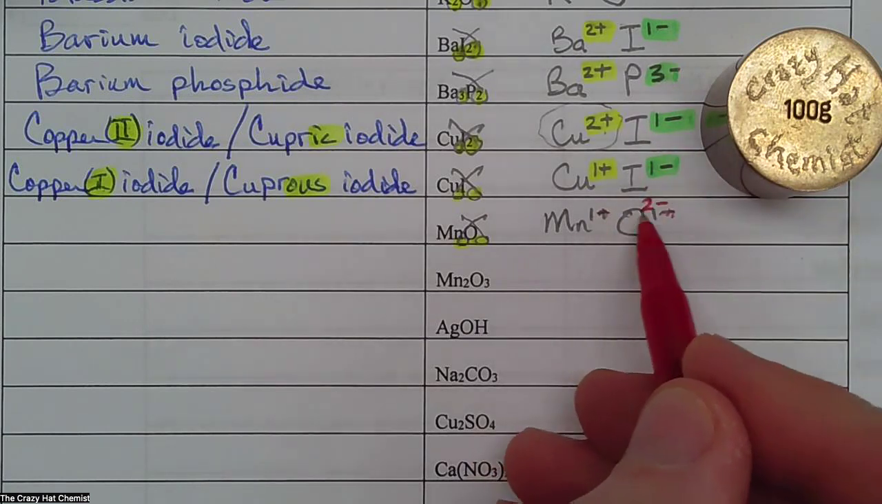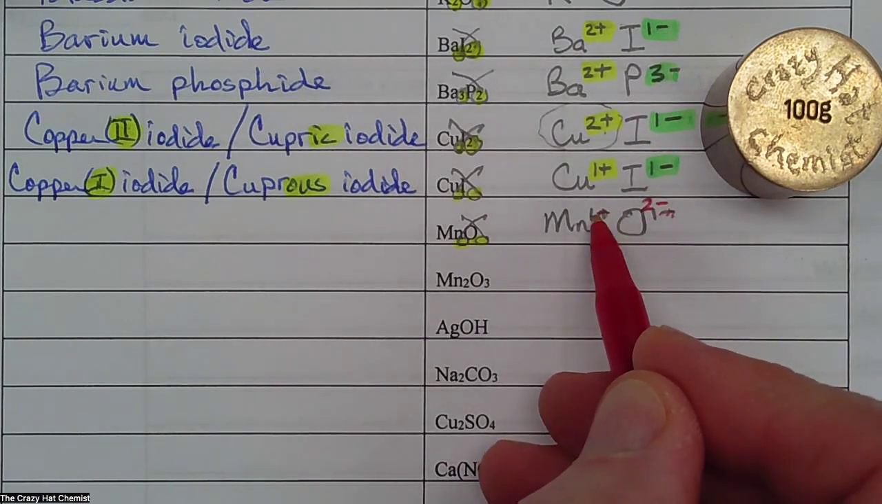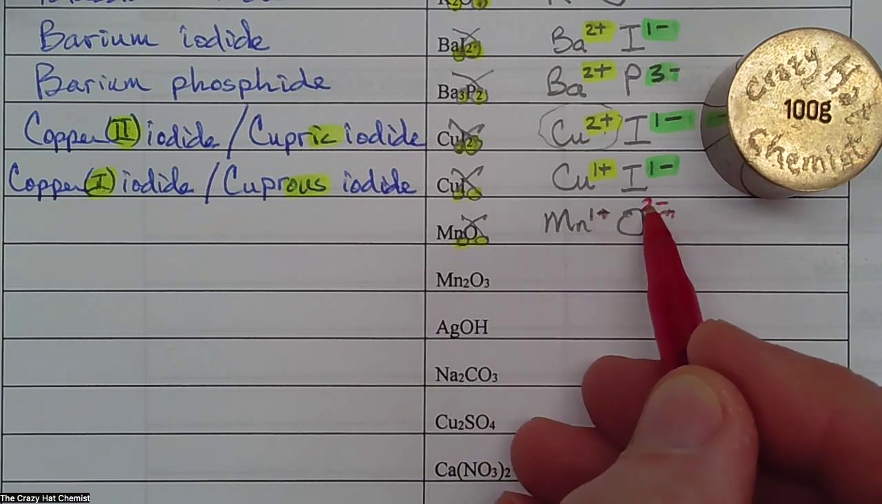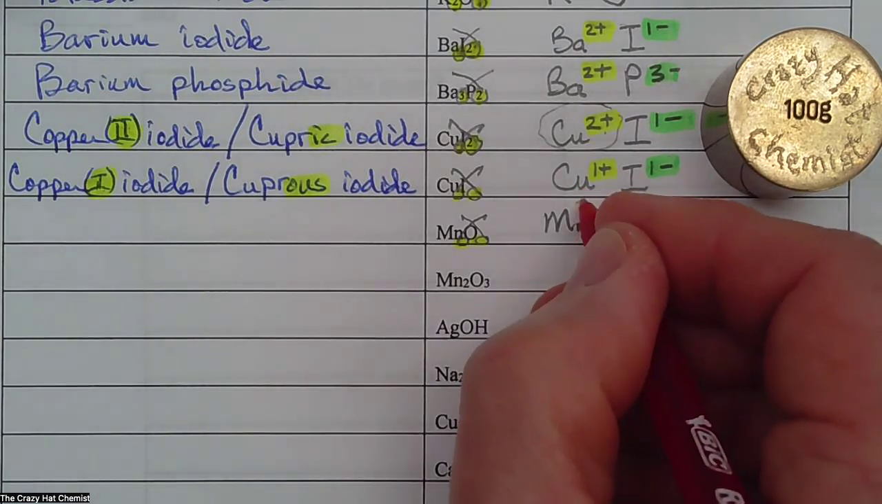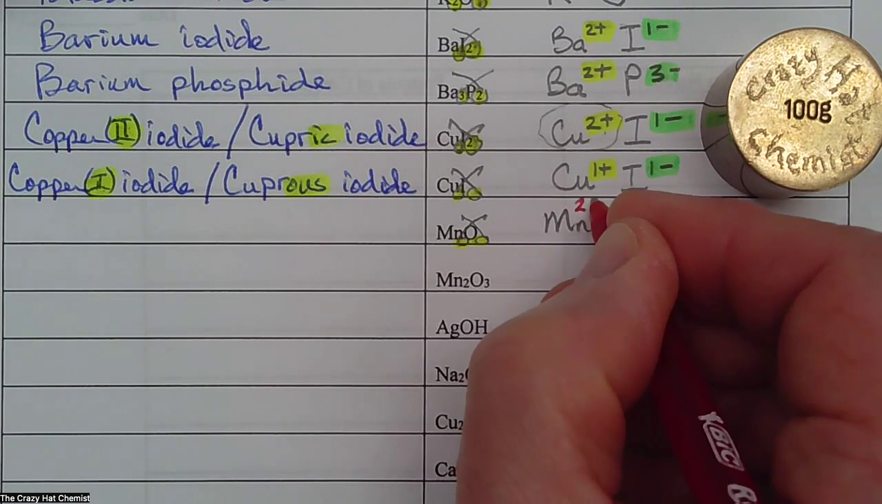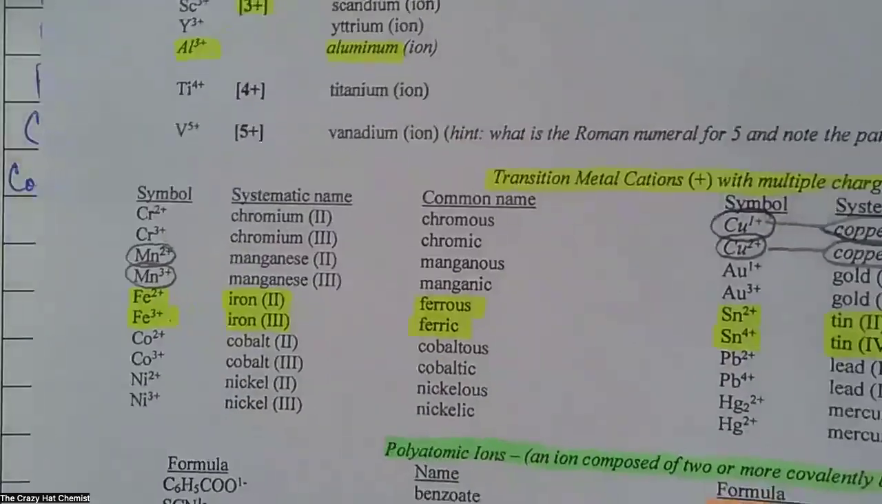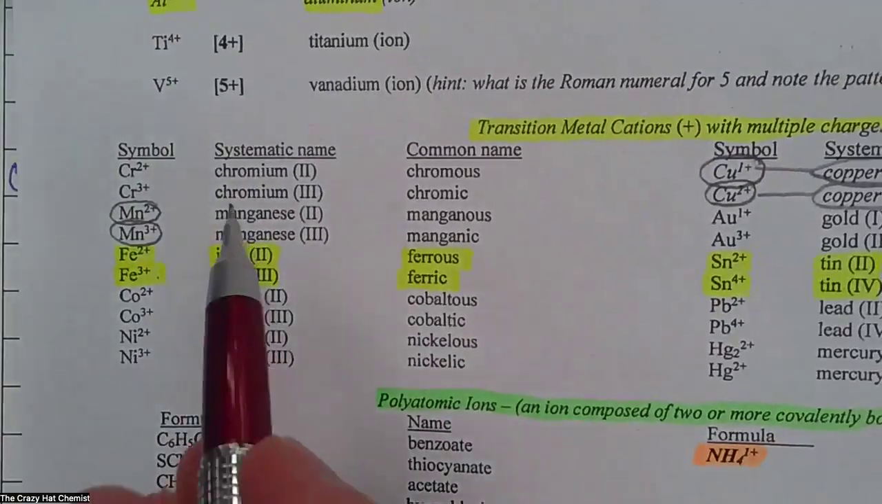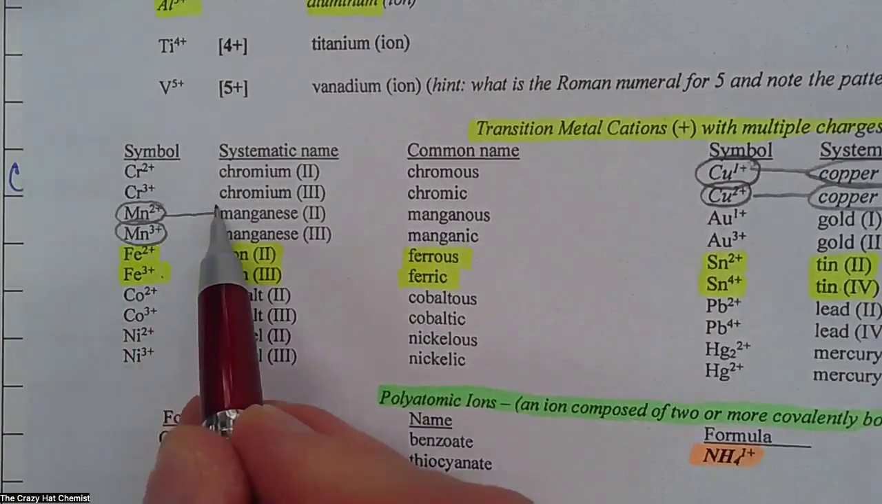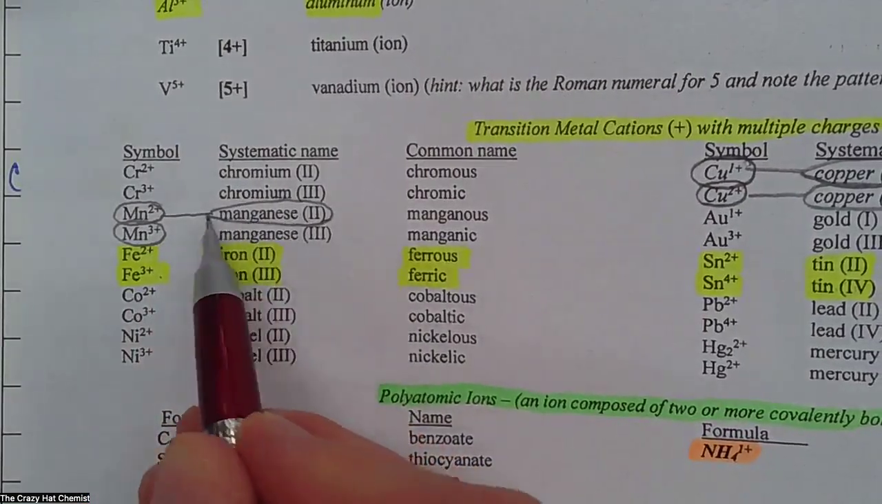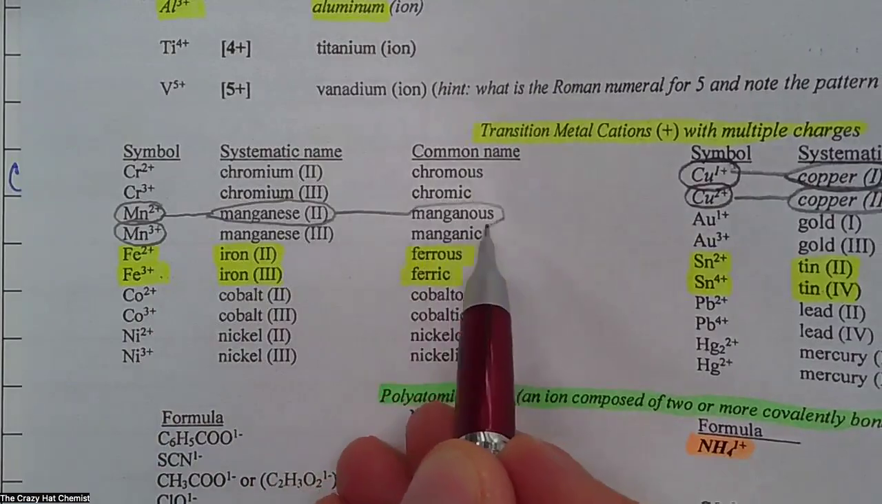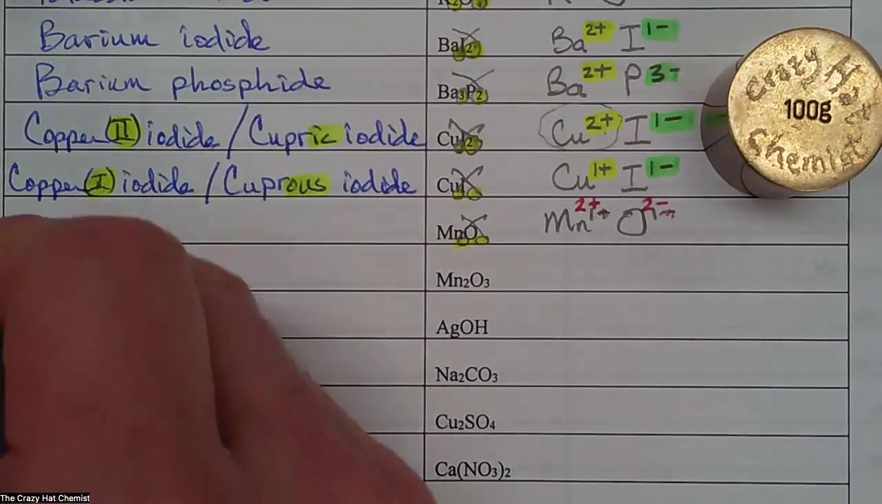In order to maintain this one-to-one relationship, if this is a 2, that means this MN must be a 2 plus. So now I know where to find that MN. It's a 2 plus. Is there an MN that's a 2 plus? Most certainly there is. That is manganese, Roman numeral 2, or manganese. So it's going to be manganese.